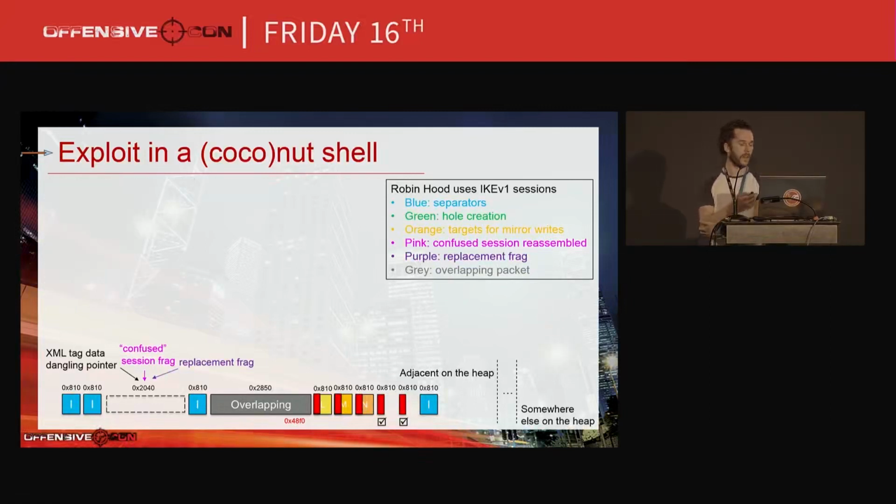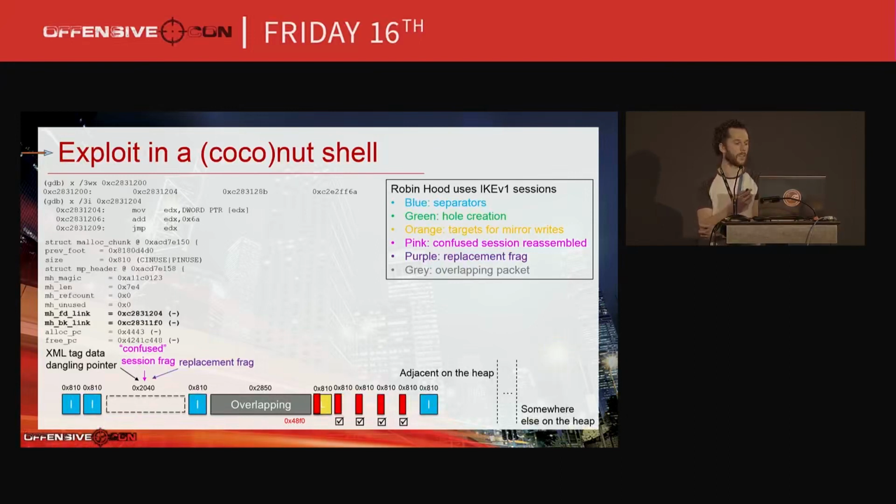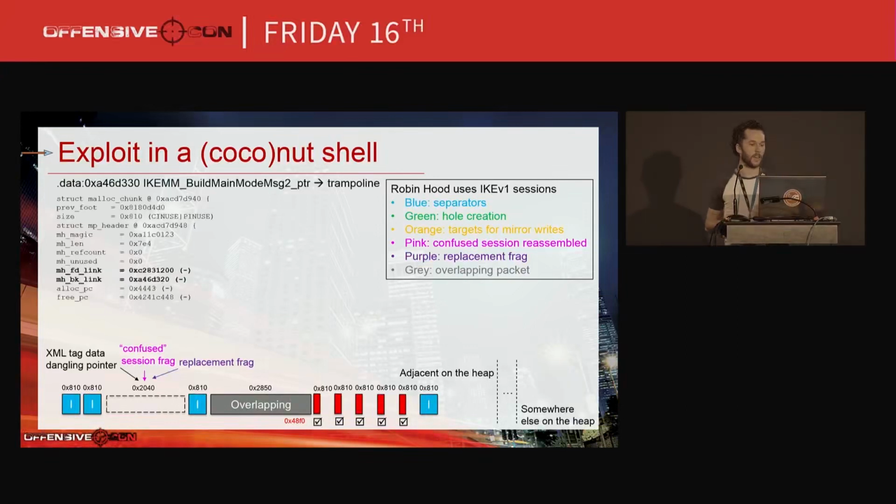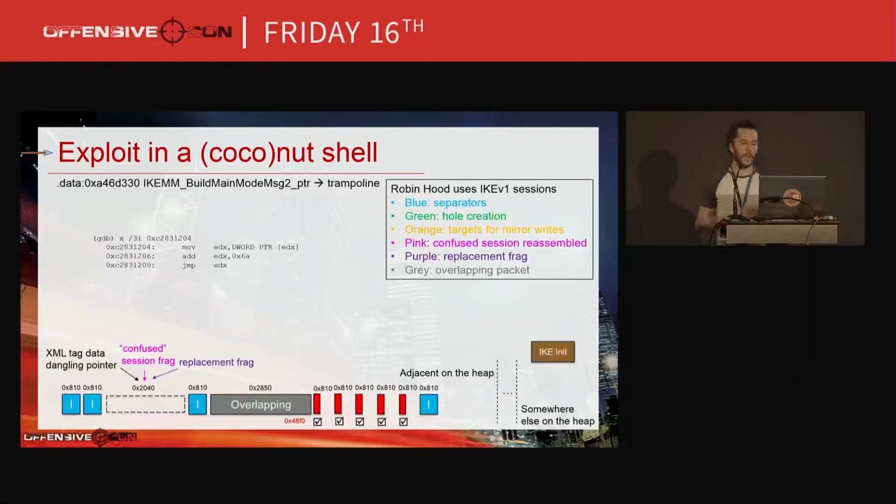Then we send three of them, and the idea is to write a trampoline somewhere in memory to give us a way to execute some kind of shellcode. The last one we use is to overwrite a function pointer that's going to be used the next time you want to initiate an IKE session, because then we can send an IKE session and get code exec. So we corrupt this function pointer, and now we can send our IKE init packet.